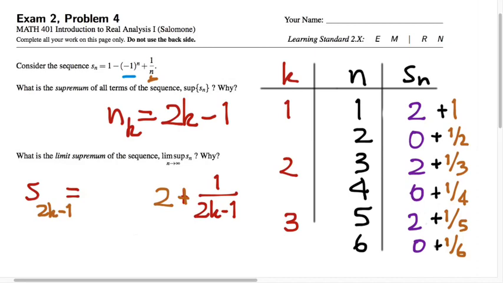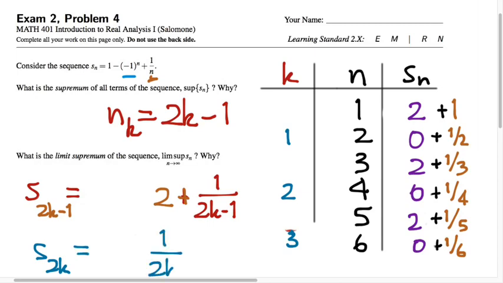And you can imagine how a similar process would quantify my subsequence consisting of the even index terms, so that the first term of the subsequence is the second term of the original, the second term of the subsequence is the fourth term of the original, the third term is the sixth, and so on. And so for that subsequence, we can write that as S2k. There you would convince yourself that a formula for S2k is 0 plus 1 over 2k.